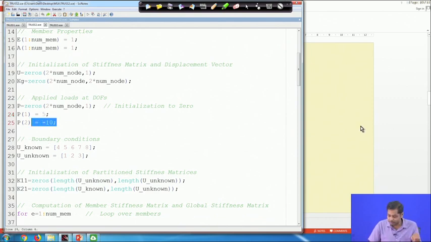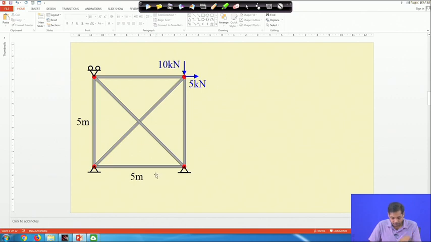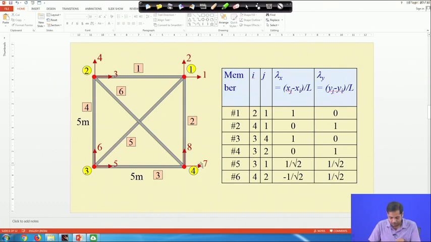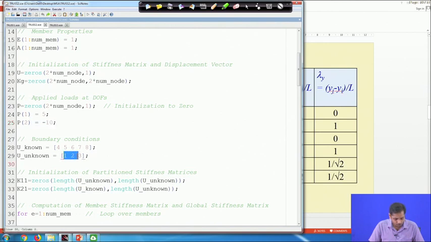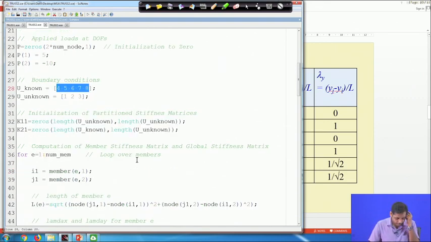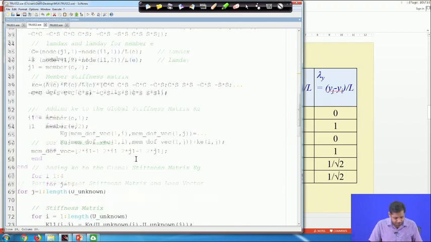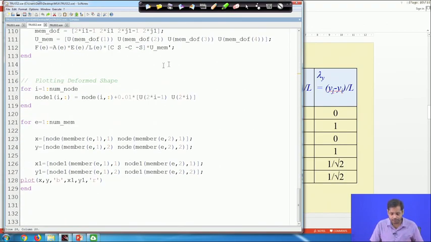And then boundary conditions, if you recall, this is a hinge and this is a roller support. So, 7 and 8 are constrained, 5 and 6 are constrained, and degree of freedom 4 is constrained. So, the only unknown displacements are degrees of freedom 1, 2 and 3, and the rest, 4, 5, 6, 7, 8, are known displacements, which means it is 0 there. The rest of the thing is again the same, and if you run it you get a solution like this.